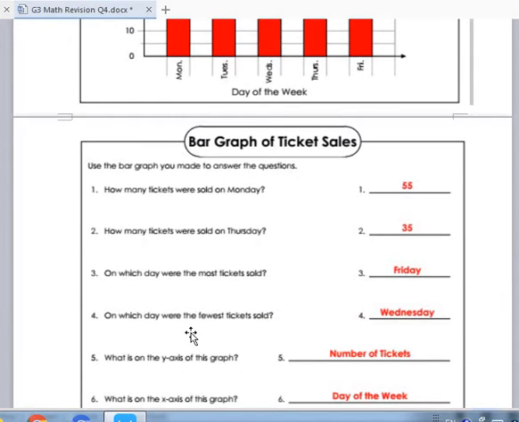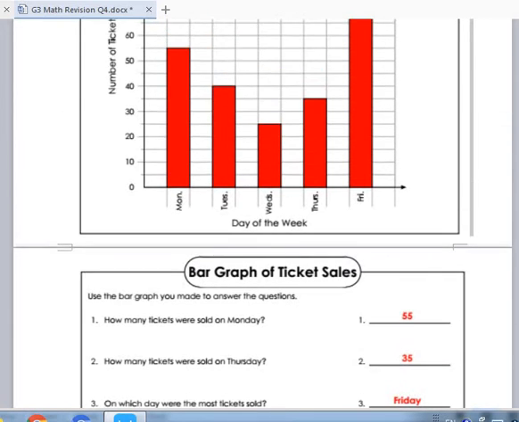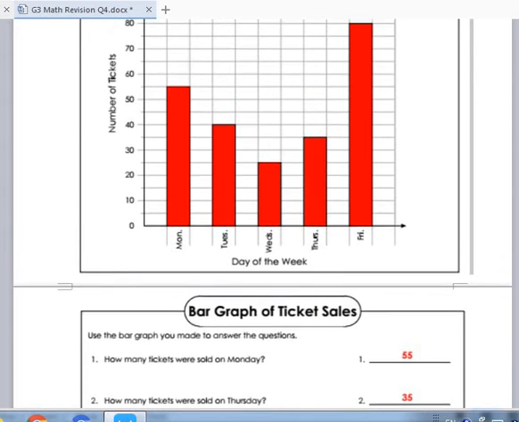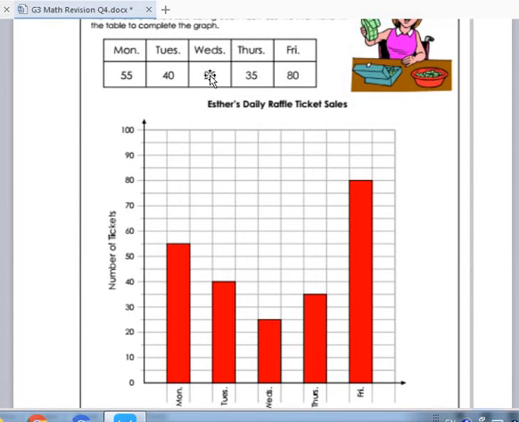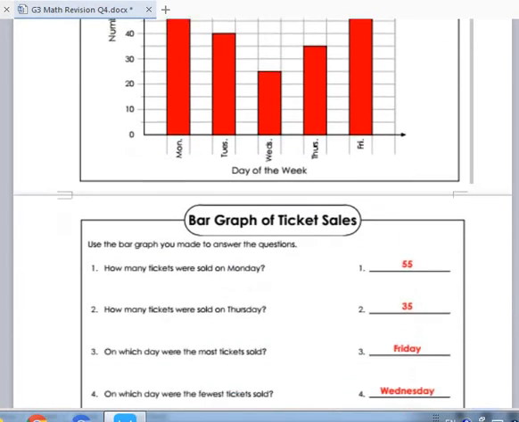Okay, on which day were the fewest tickets sold? When I say fewest, I mean least. By looking at your graph, the least is here on Wednesday. When I go to my table and see, yes, Wednesday 25, this is the day where the fewest tickets were sold.